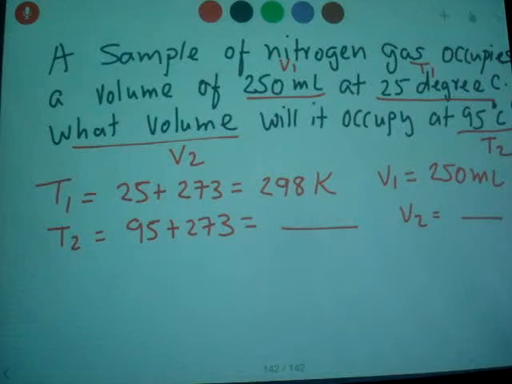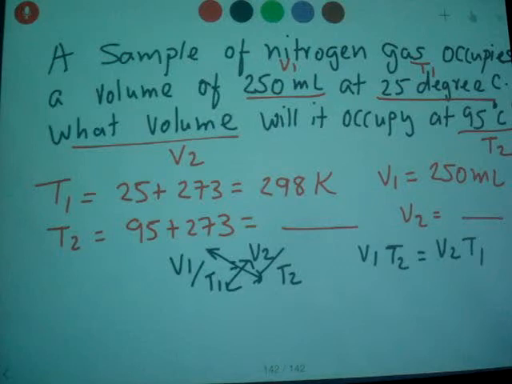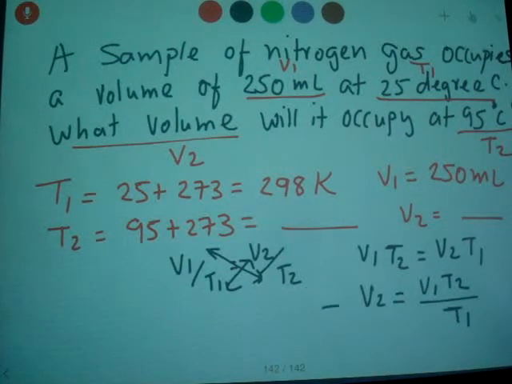Now we know this equation. What equation? Not P1 V1, sorry, not that equation. We are going to use Charles' law: V1 over T1 equals V2 over T2. In that case, we need to cross multiply. So we can say V1 T2 equals V2 T1. Here we rearrange: V2 equals V1 T2 over T1, and then we plug in the values.